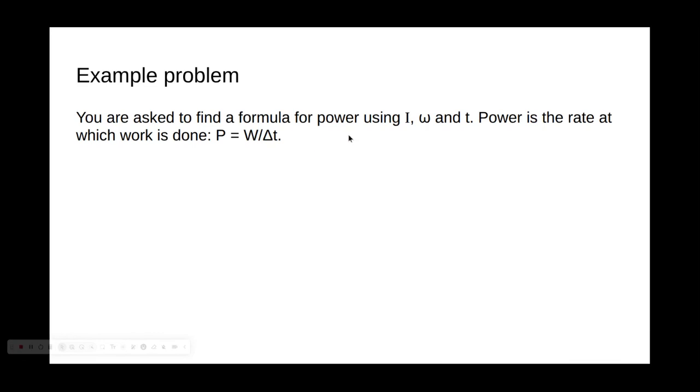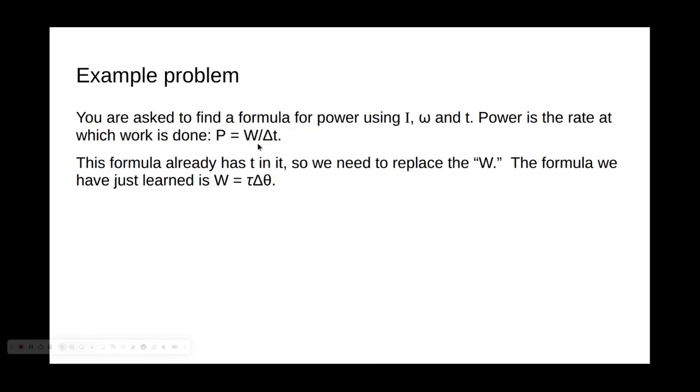So we're being asked to find the formula for power using only these three variables. Power is work divided by time, but this is what we use when we're using linear, so we're going to need the rotational equivalent of that. Well, work could be substituted with tau delta theta. Let's try that. And we'll give this equation. Now, we see t, and so we've got one of the right variables, but we have wrong variables here.